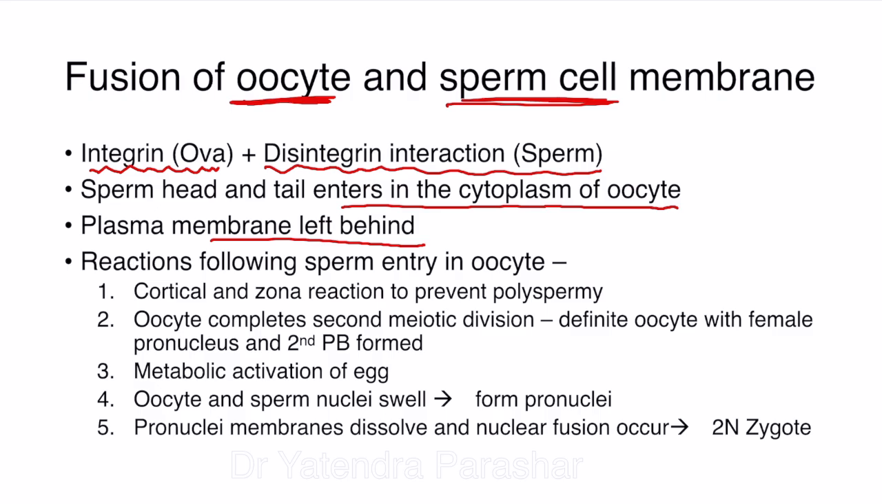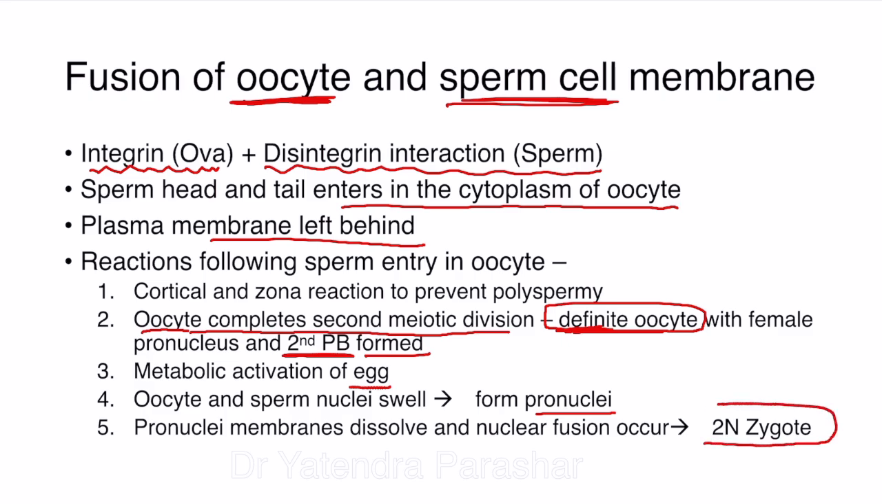No further sperm can enter now, and then the second reaction is that the oocyte completes second meiotic division, that forms the definitive oocyte from the secondary oocyte with the female pronucleus and a second polar body forms. Third reaction is the metabolic activation of egg. Fourth is the oocyte and sperm nuclei swell to form pronuclei, and fifth is the pronuclei membranes dissolve and nuclear fusion occurs to produce a diploid zygote.